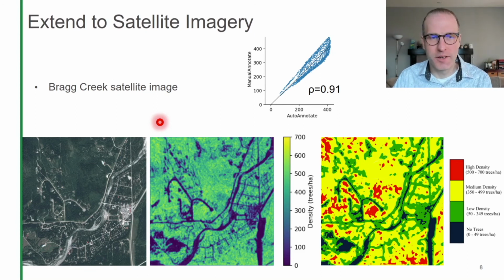So here's Bragg Creek for interest's sake. I think it's pretty much what we would all expect. Everywhere is either high or based on this arbitrary definition of medium density. It's either high or medium density.